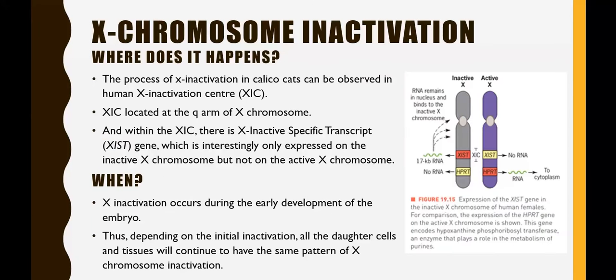The process of X-inactivation in calico cats can be observed in the human X-inactivation center, XIC. XIC is located at the q arm of the X chromosome, and within the XIC there is the X-inactive specific transcript gene, which is only expressed on the inactive X chromosome but not on the active X chromosome. X-inactivation occurs during the early development of the embryo. Thus, depending on the initial inactivation, all the daughter cells and tissues will continue to have the same pattern of X chromosome inactivation.